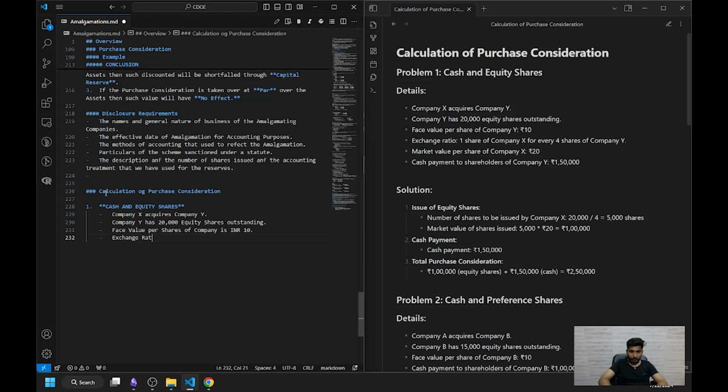Exchange ratio is basically that ratio in which the transferor company is exchanging the shares from the transferee company. That means one share of company X for every four shares of company Y. That means the ratio is 1:4. Market value per share of company X is rupees 20. And the cash payment to the shareholders of company Y is rupees 1,50,000.